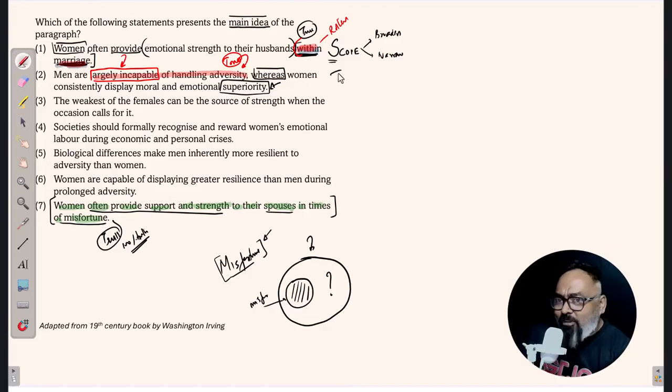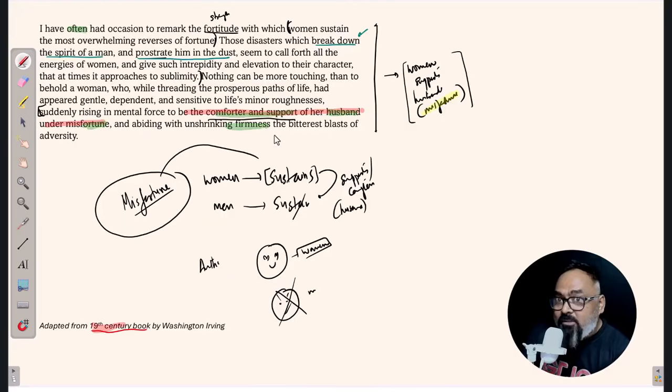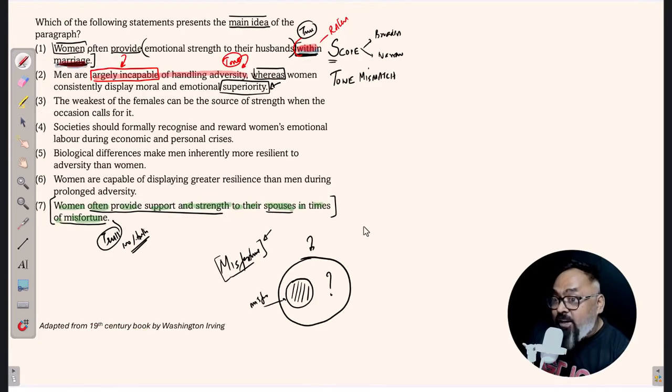So you could say, first of all, there's a tone issue. You could say there's a tone mismatch. A tone mismatch happened. The intention of the author in the passage is different from the intention of the author in the option. The weakest of the female can be the source of strength when the occasion calls for it. Weakest!